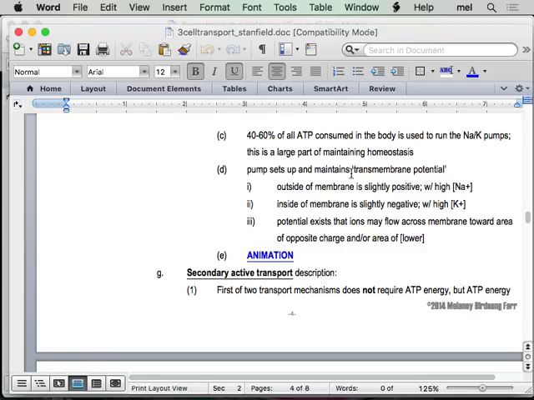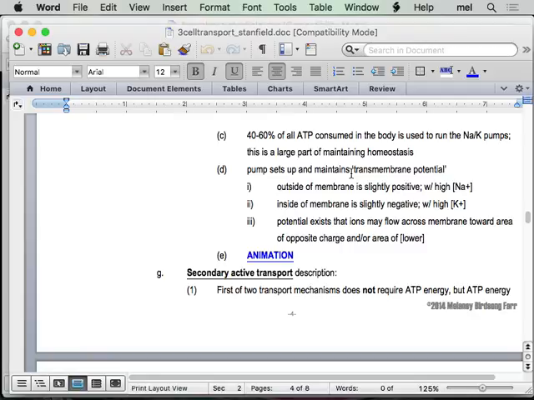Okay, so now homeostasis for the cell not only means that you have to maintain the concentration gradients, you also have to maintain this electrical gradient. So the sodium-potassium pump is going to be responsible for doing both of those, right? Because if you lose the concentration gradients, won't you lose the electrical gradients? Right? Okay, so what happens is the pump is actually going to set up and maintain, listen to this word, a transmembrane potential.